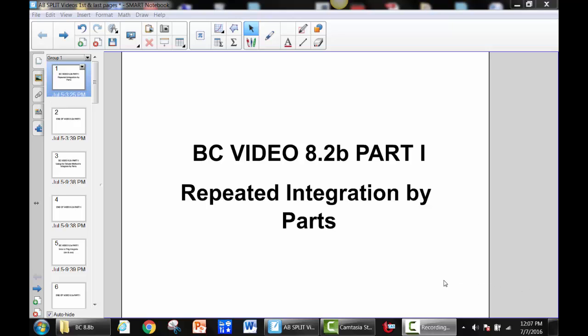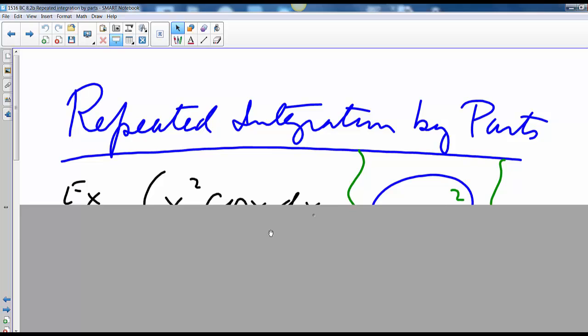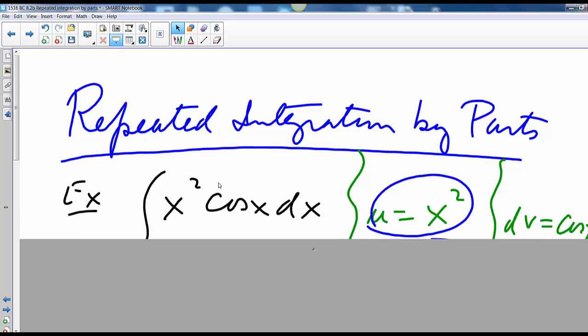Hi, welcome to video 8.2b, part 1, repeated integration by parts. So, we're now going to repeat the process, and here's an example. You notice what's a little different about this one is the x squared, and that's going to cause havoc.